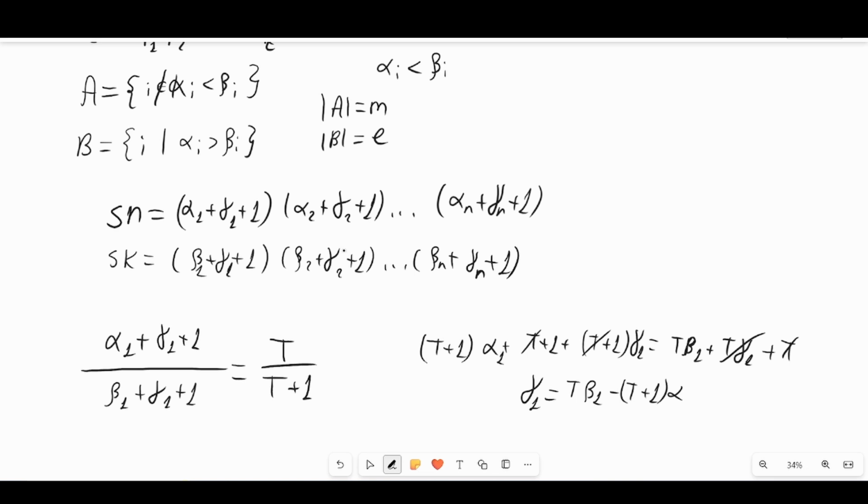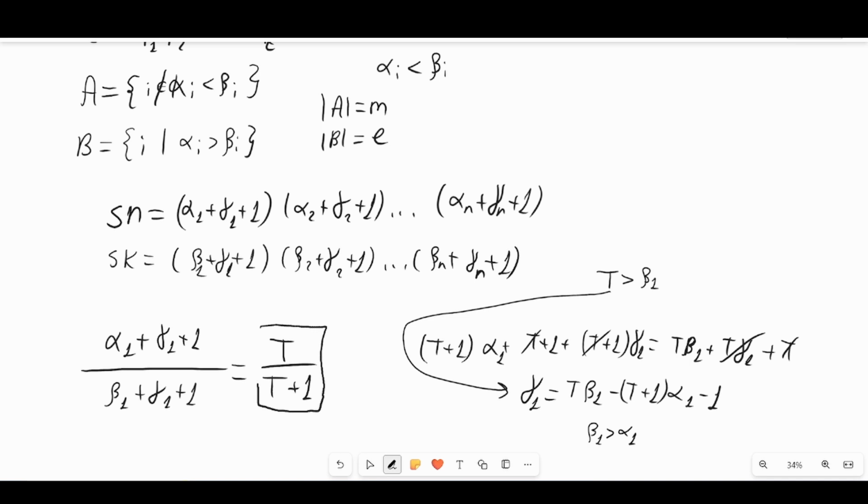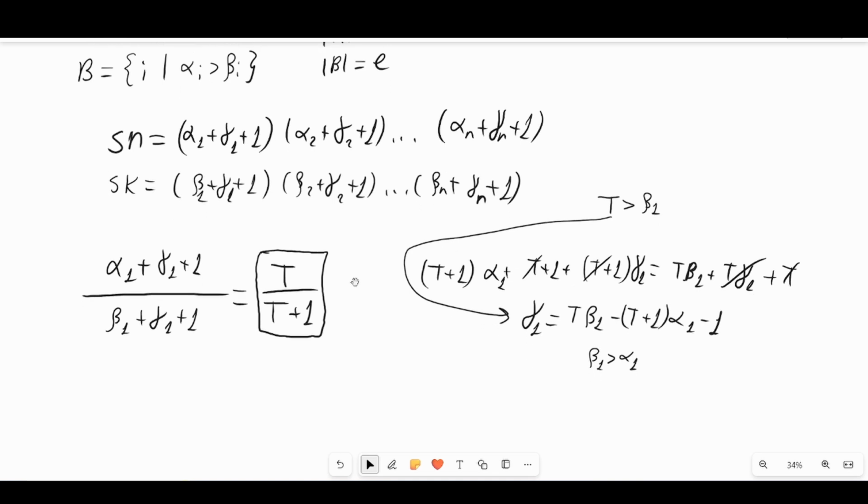So I need to write alpha 1 here, and minus 1. And if we take t more than beta 1, then we can see that this gamma 1 must be a positive integer. So we can always find gamma 1 for large enough t if we know that beta 1 is more than alpha 1. And now, how can we use this fact? Because we can take t as large as we want, this will give us a lot of new chances to solve the problem.